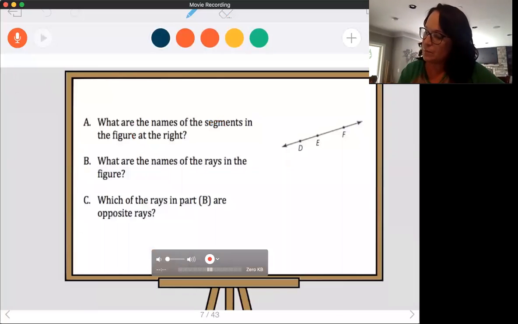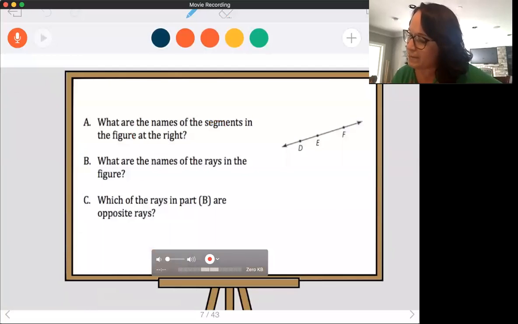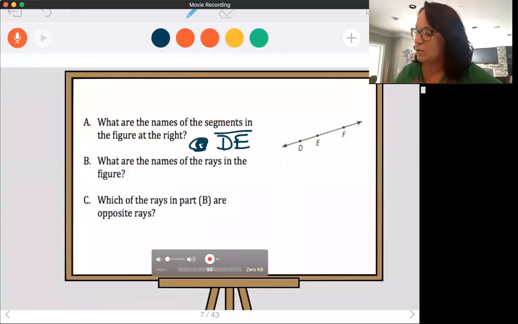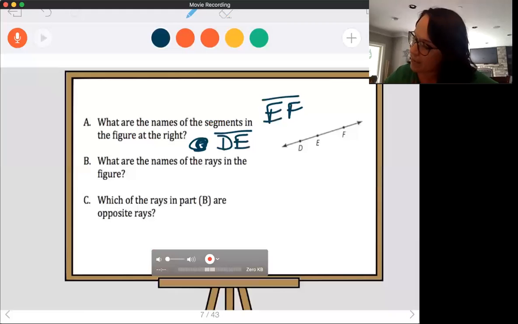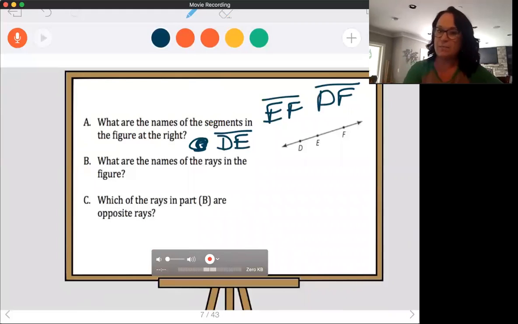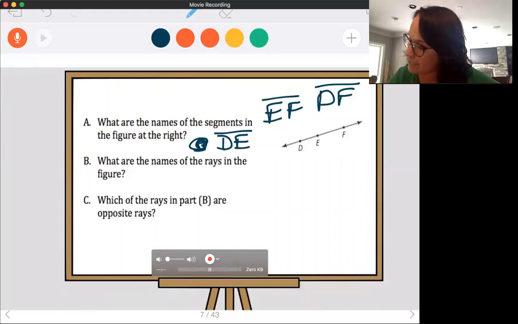Okay, let's go to the next page. It says, what are the names of the segments in this figure? Segments: we have D, E, which must have a segment over it. We have E, F, must have the segment over it. We have D, F, must have the segment over it, and they can be in the other orders. So I could have said ED. I could have said FE. With segments, it doesn't matter. Start at D, end at E, it's the same as starting at E, ending at D. So with segments, you can be a little sloppy, but you have to have that symbol over the top.